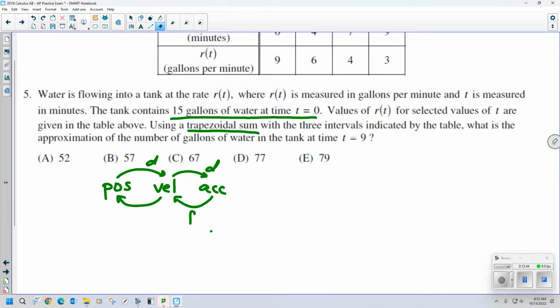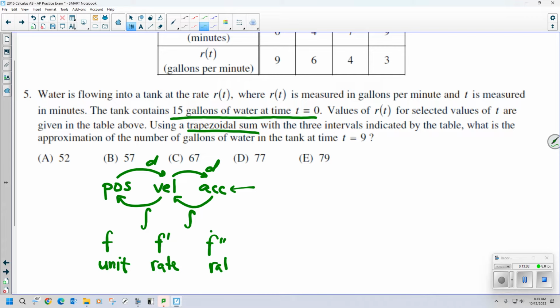It's one integration away. This is the original equation, the first derivative, and the second derivative. I could put those in place for position, velocity, acceleration. I can also put in place my unit of measure, my rate, and then my rate squared with time squared, or the rate of the rate.